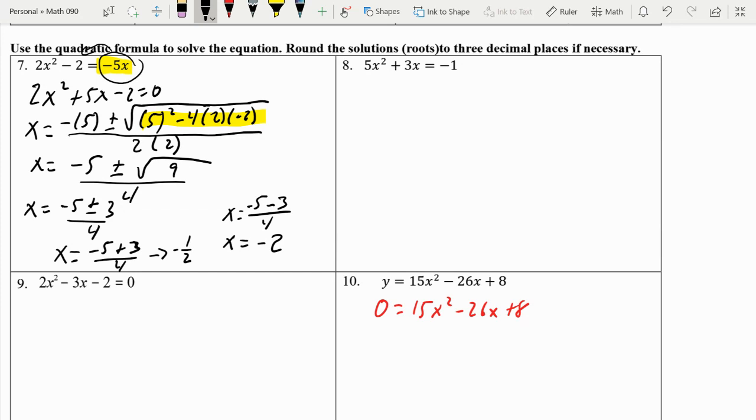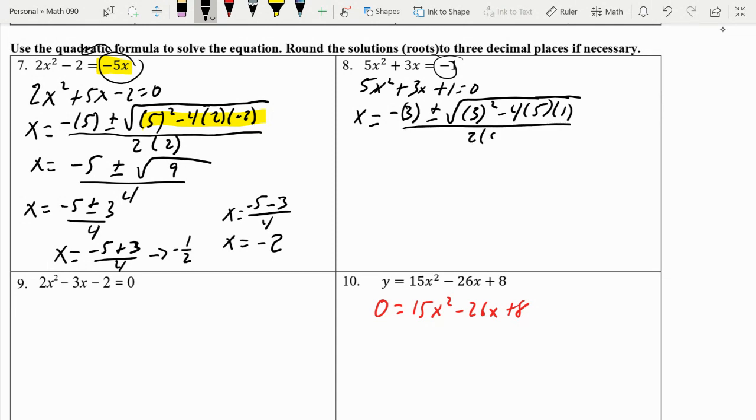Same thing with this one. Move that over. So 5x squared plus 3x plus 1 equals 0. Plug everything in again. We end up with negative 3 plus or minus the square root of 3 squared minus 4 times 5 times c, which was 1, all over 2 times 5. So x equals negative 3 plus or minus.